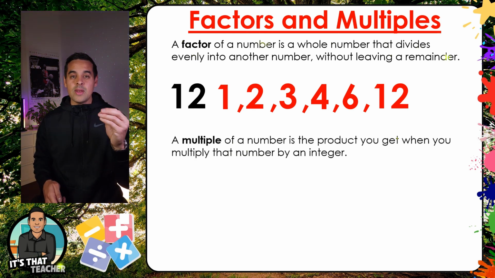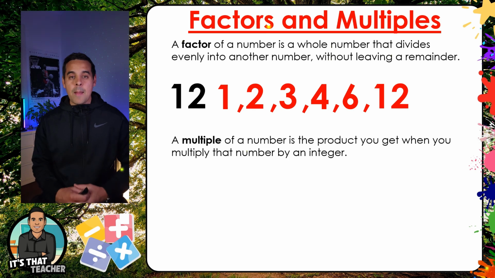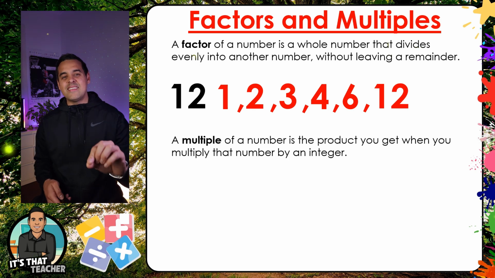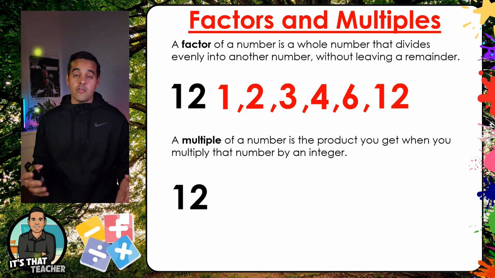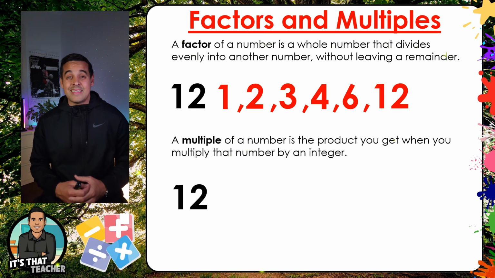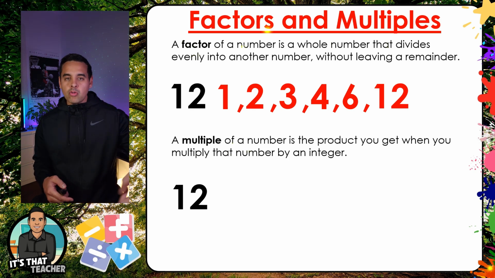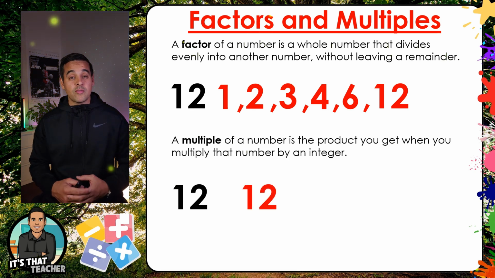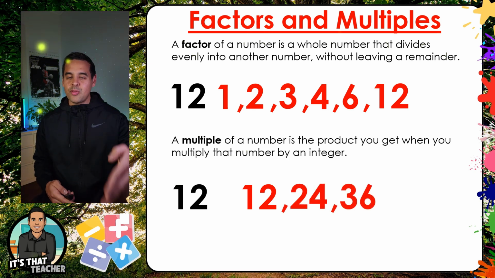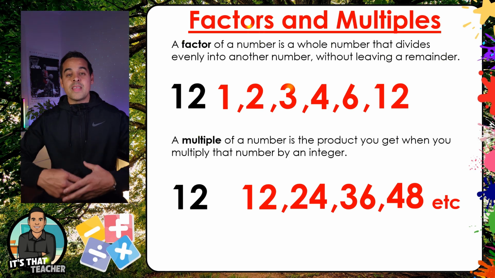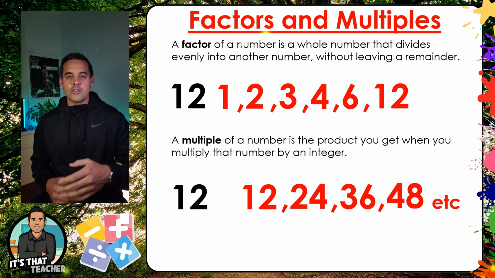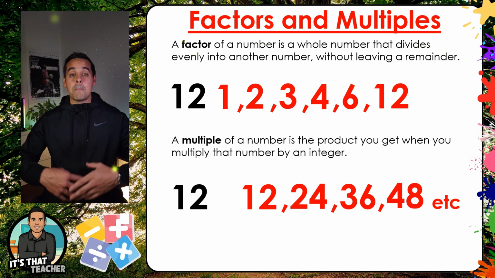So, the next thing we need to learn is a multiple. Now, a multiple of a number is the product you get when you multiply that number by an integer or another number. So, we're going to use 12 here. Basically, when you think of multiple, you need to think of times tables. It's literally just your times tables. So, multiples of 12. The first multiple of 12 is 12, 12 times 1. 12 times 2 is 24. 12 times 3 is 36. 12 times 4 is 48, etc. So, multiples are literally the times table. So 12 times tables, those are the multiples of 12.